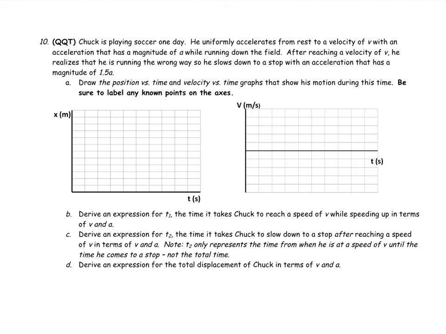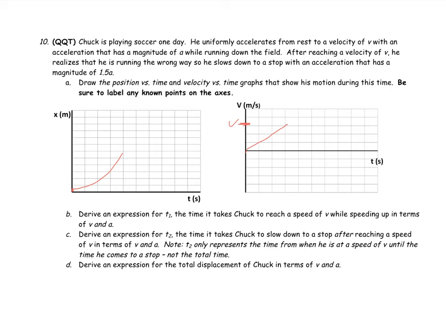He's accelerating from rest to a velocity of v. So in my velocity versus time graph, I'm going to say that this point here is v, and I'm accelerating from rest to that point. So something like this. Okay. On the position versus time graph, accelerating from rest, we start with a horizontal line, and we're going to be concave up because we're speeding up, accelerating from rest.